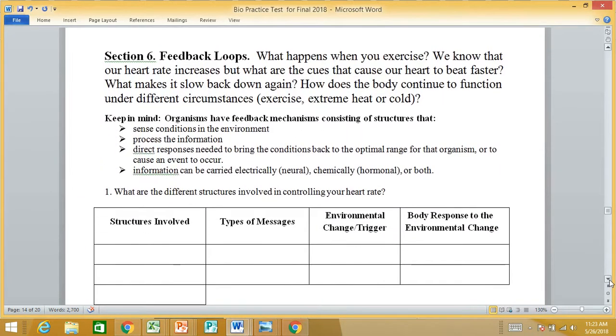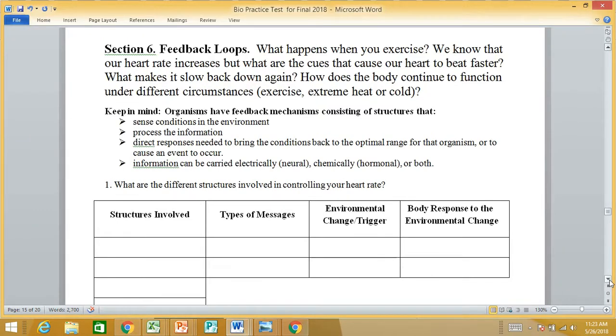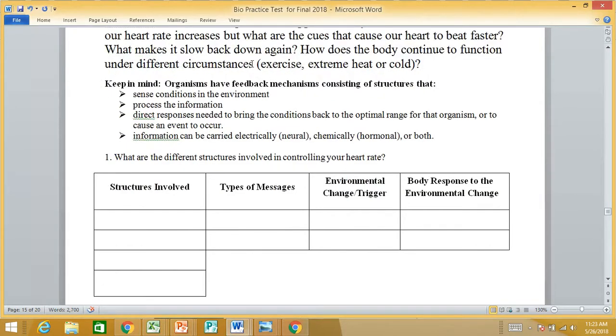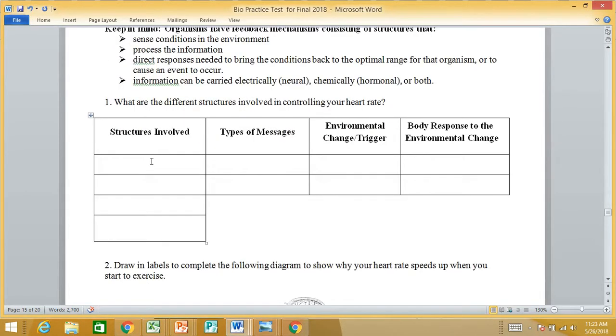Now we're going to go on to feedback loops. So what happens when you exercise? You know that our heart rate increases, but what are the cues that cause our heart to beat faster? What makes it slow down again? And what are the structures involved? So I'm going to tell you these structures.